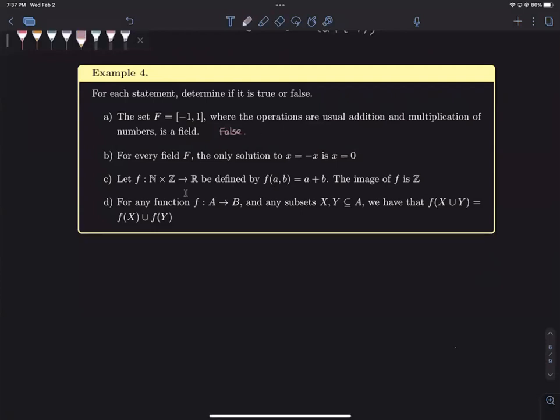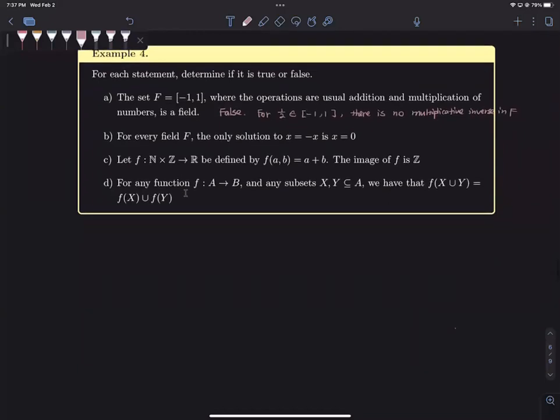So for example, for 1.5 in the set, there is no multiplicative inverse in F, because the multiplicative inverse is 2, right? 2 is not there. And 0 has no multiplicative inverse. For the multiplicative inverse, the element has to be nonzero.